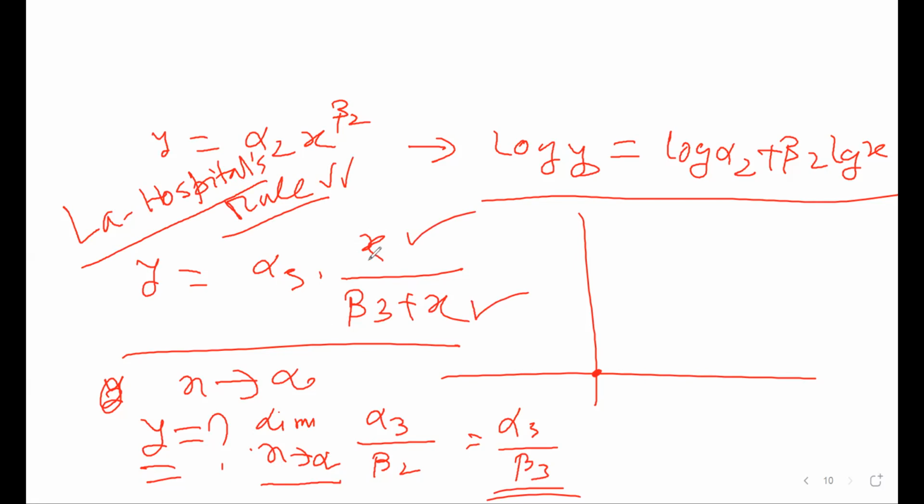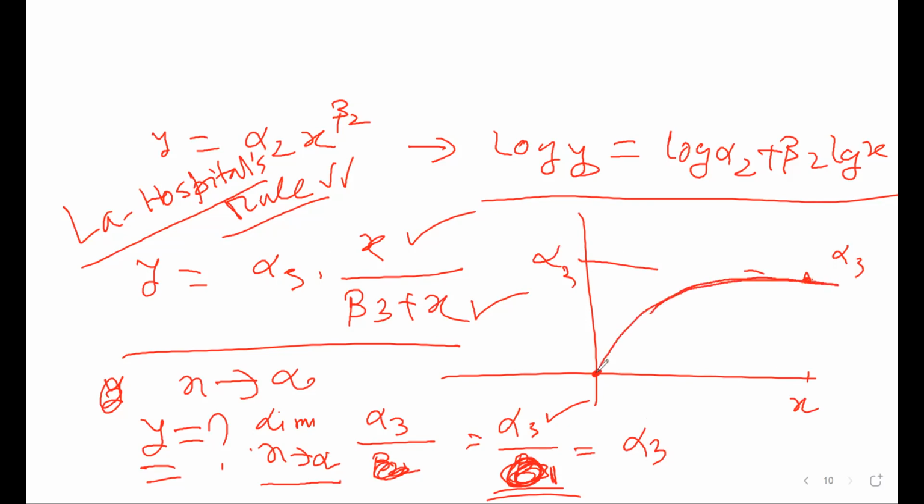Yes, sir. If we differentiate our numerator, it is simply alpha 3. And if we differentiate your denominator, it is equal to 0. Oh, sorry, sir. It is equal to 1 actually. So then this value would be equal to alpha 3 actually. Is it okay? Yes, sir. Then if you want, you can easily plot this. For higher values of x, it will be equal to alpha 3. So your maximum value is alpha 3. It is simply going in this way. It is a saturating curve.